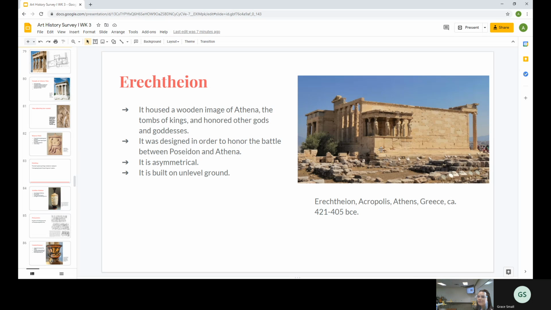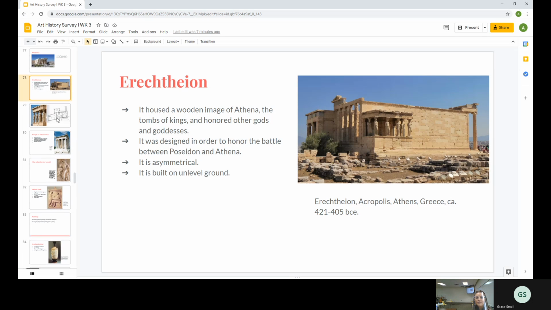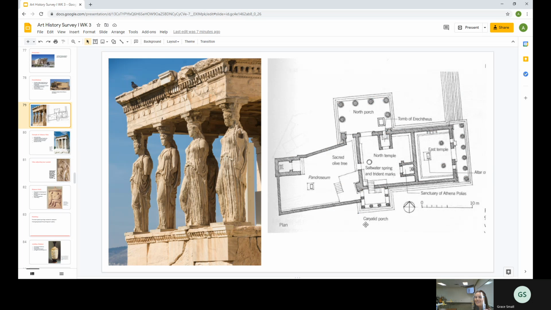This is all on multiple levels. On one side, you have the caryatid section, which we're going to talk about in a second. On the other side, there are no caryatids. Obviously, this is not symmetrical at all. Here's an aerial view just to give you an idea of how unsymmetrical it is.